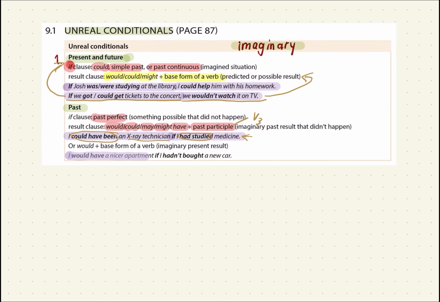I would have a nicer apartment if I hadn't bought a new car. But the truth is, you bought a new car. You spent tons of money on a new car already, and now you don't have much money left to afford a nicer apartment. Now you are living in a not good-looking apartment, like you imagine. But you just think about what the situation might be like if you didn't buy a new car. That's it.